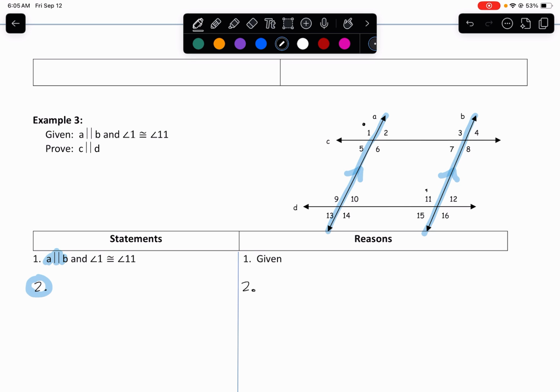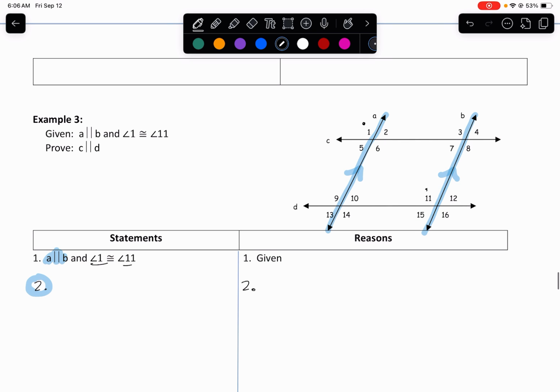And which angle do we want to use to say that angle 1 is congruent to that angle or angle 11 is congruent to that angle? We need to repeat one of these two. It does not matter which one we use. So, using the blue parallel lines, I could be like, well, angle 1 would be congruent to angle 3 because they are corresponding angles. So I could use that as my step 2. Angle 1 is congruent to angle 3.